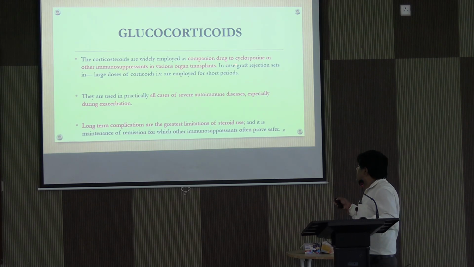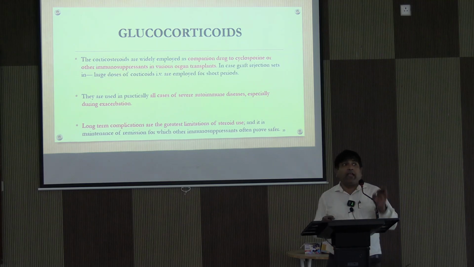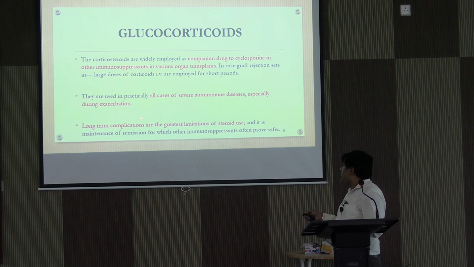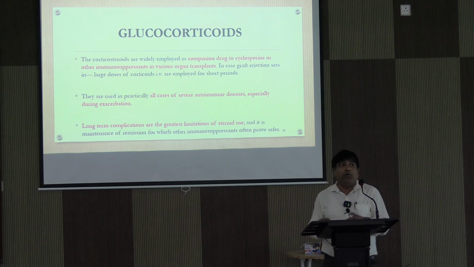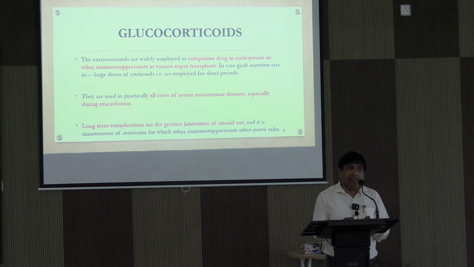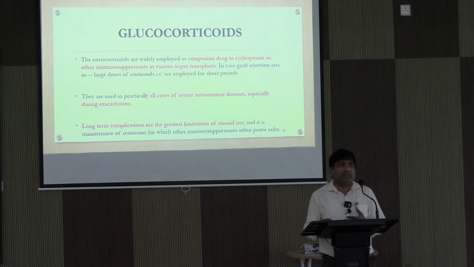Now, they can be used as a companion drug to cyclosporine and other immunosuppressants in various organ transplantations. In acute rejection, it can be used in high dose intravenously. It also finds use in practically all cases of severe autoimmune disease, particularly during the exacerbation period. Long-term corticosteroid use is generally linked to several complications and is better avoided and replaced by other immunosuppressants.